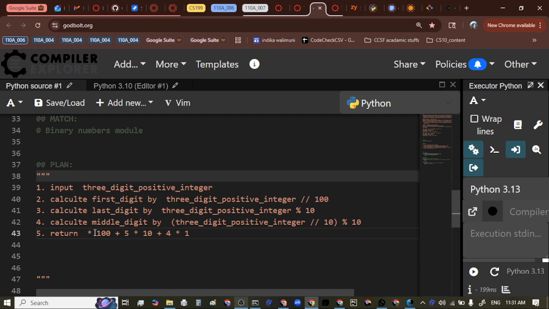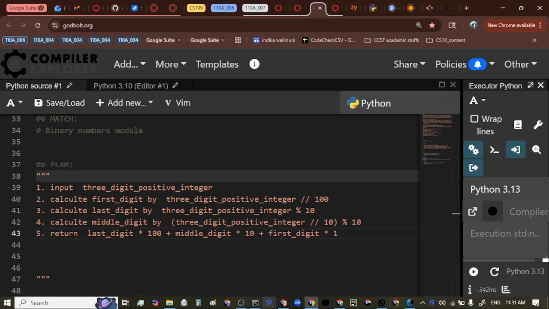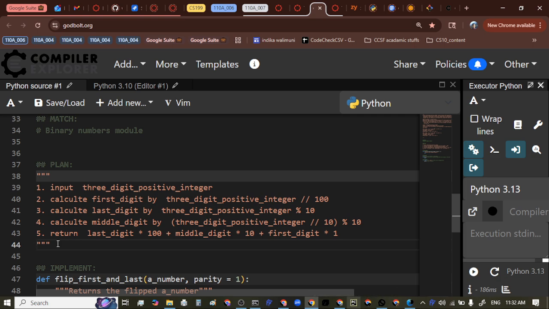And then first digit at the end, and then middle digit in the middle. All right, and that's it. Return this, and you can see this is a complete solution, guys, even in English. It will make more sense when you write the plan for a word based problem like this in English. And then what we need to do is simply translate this and we'll get our code.